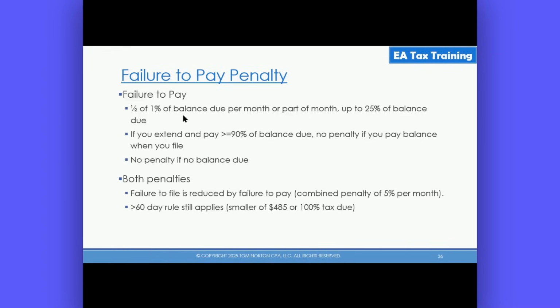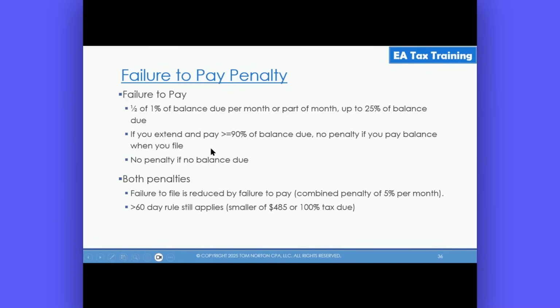So it'd be $5 per month, but it goes for as long as you didn't pay it. So it could keep going. If you don't pay and you don't pay and you don't pay, $5 per month is what? $60 per year. So it's going to keep going all the way up until you owed 25% of the amount due. If you get an extension and you pay in at least 90% of the balance due, then there will not be any failure to pay penalty.